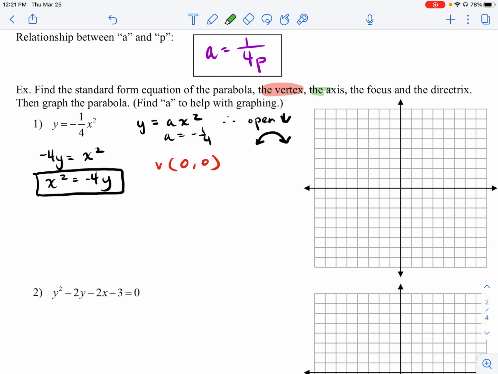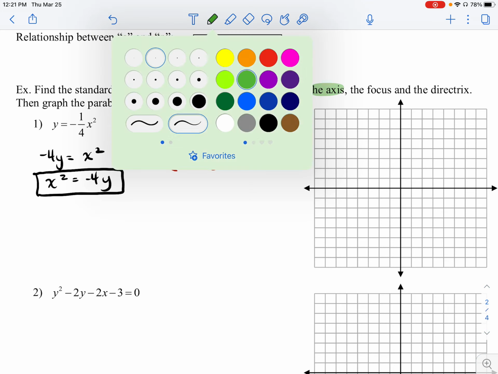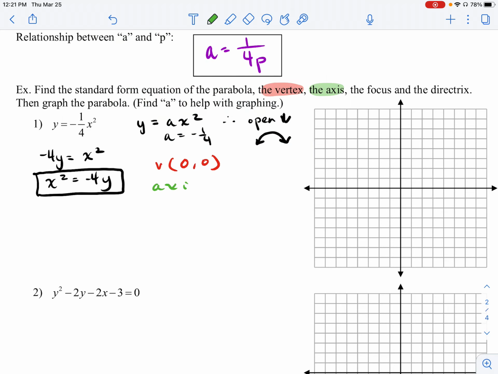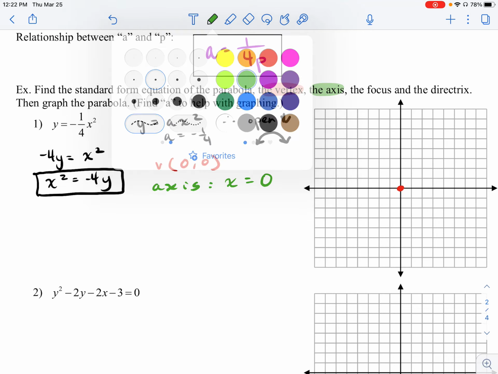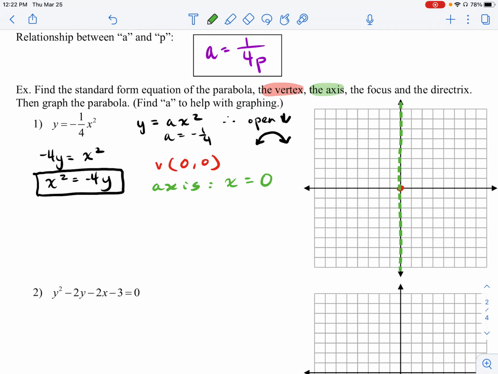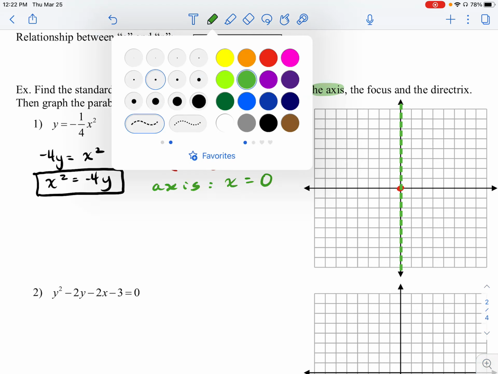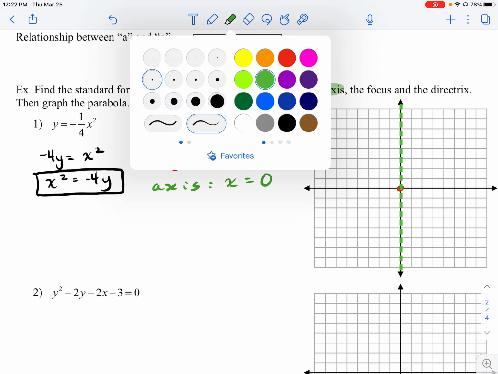Next up, what about our axis of symmetry? What do we know about our axis? Well, our axis is just the line that goes through our vertex. Since this is a vertically opening parabola, we know that it's going to be x is equal to 0. And as I go along, I might as well graph this. So we know the vertex of our parabola is at 0, 0, and we know that our axis of symmetry is going to be x is equal to 0. So I can draw that there. Okay? All right, let's move on to the next part.